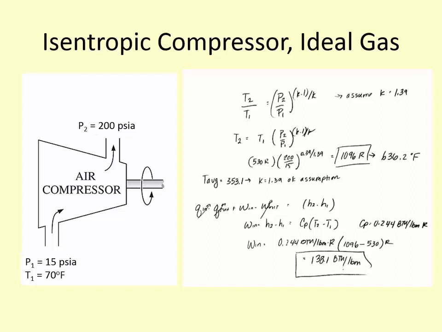All right. So T2 is equal to P2 over P1 to the K minus 1 over K multiplied by T1. So P2 is 200 psia. P1 is 15 psia. We're going to use K as 1.39, so 1.39 minus 1 over 1.39, multiplied by T1. T1 is in terms of Fahrenheit. What does it need to be? Rankine, right? Not Kelvin, not convert to Celsius and then convert to Kelvin. Just convert it to Rankine. So Rankine would be 530.